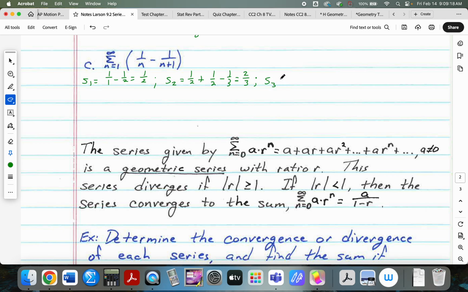The third term in the sequence of partial sums is going to be 2/3 plus 1/3 minus 1/4, which is going to be 3/4. We notice in every case that the numerator is whatever term we're on, and the denominator is always whatever term we're on plus 1. So S sub n is going to be n over n plus 1. So if I take the limit of that as n goes to infinity, that's equal to 1. Therefore, this series converges to 1.